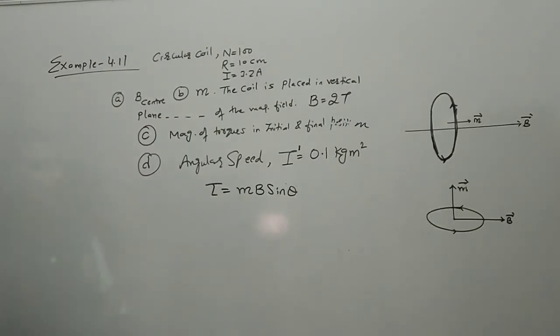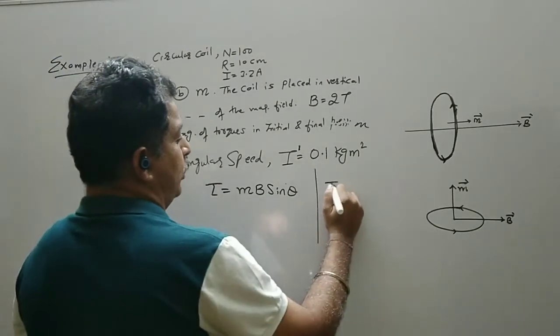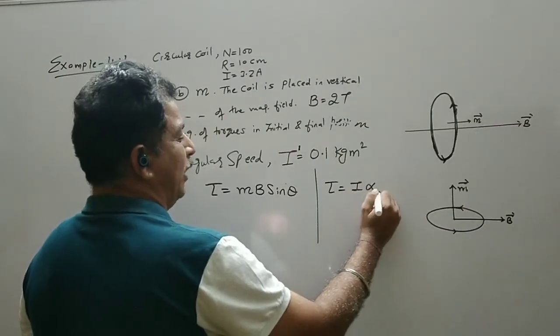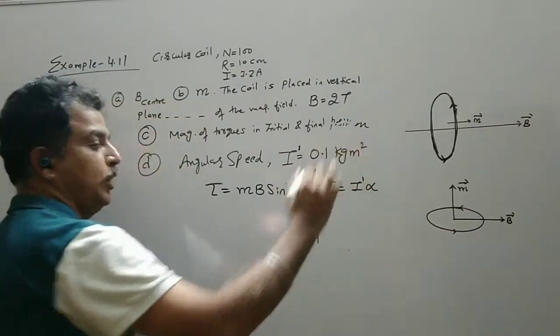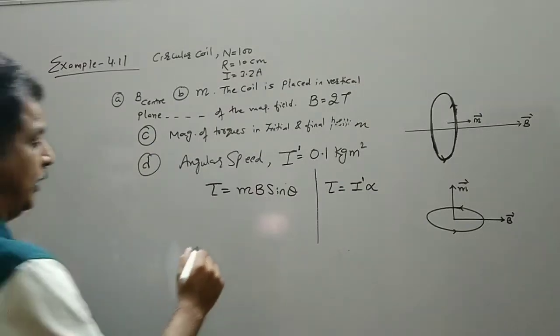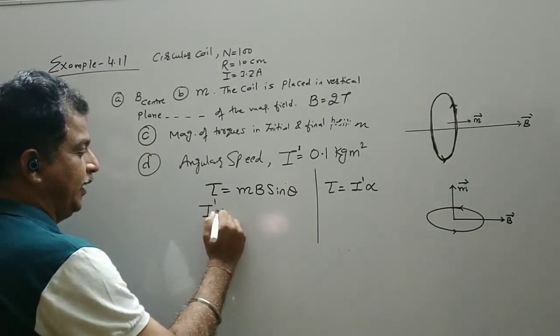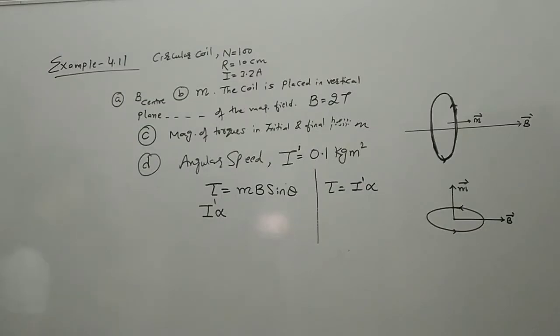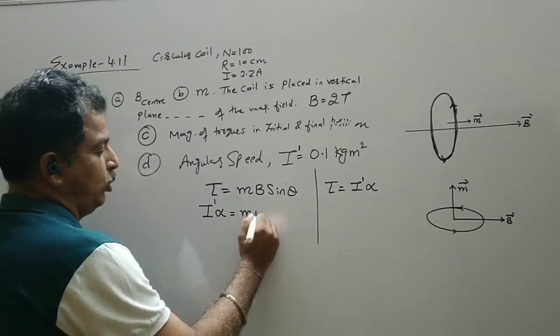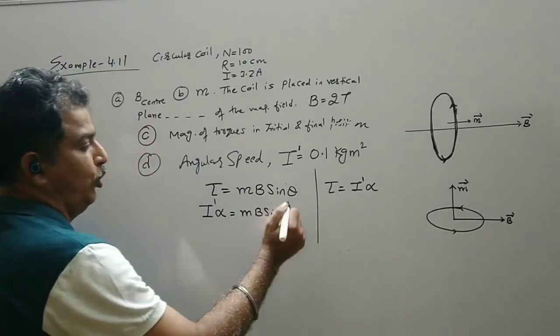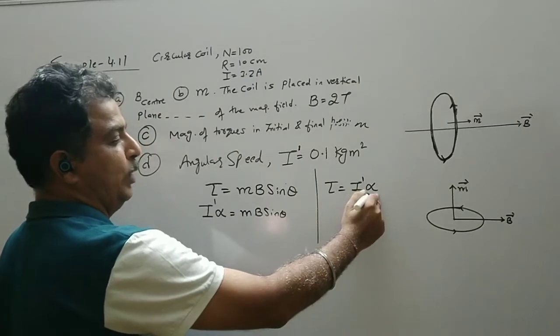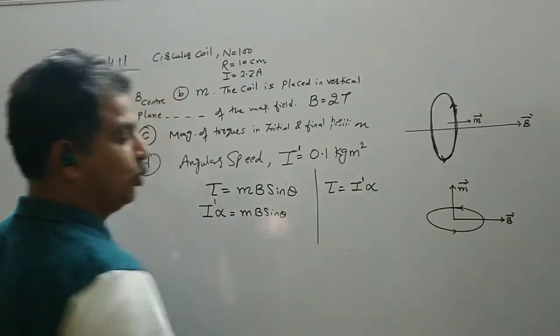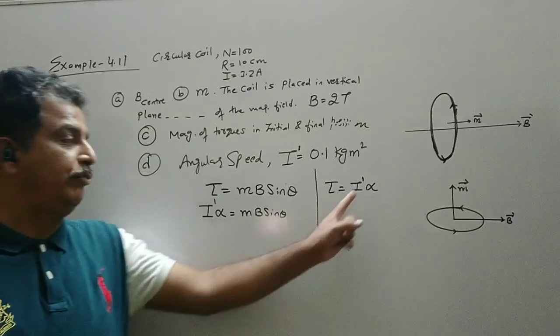And in 11th we have seen that tau is equal to I into alpha. Here I is the moment of inertia. Let us denote it by I dash. So torque can be written as I dash alpha, where alpha is the angular acceleration and I dash is the moment of inertia. So I dash alpha is equal to MB sin theta. You remember like this, force is equal to mass into acceleration. Whatever role is played by mass in rotational mechanics, that role is played by moment of inertia.